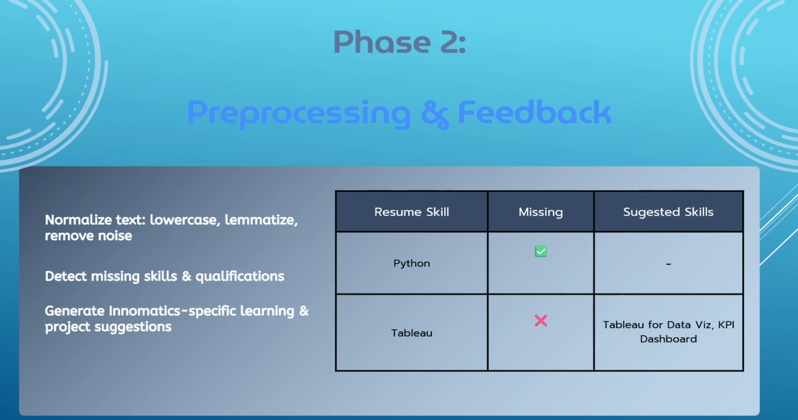Next is pre-processing and feedback. Here we check the resumes and tell whether a resume has the skills or not. If it has a Python skill, we mark it as yes and don't make any suggestions. If it does not have a skill, we mark it as a cross, and we can suggest skills to the applicant to be learned in the future. But this table is just for understanding, it's not applicable in the actual interface. The actual interface is a bit different, which I'm going to show you. This is only for the presentation part.